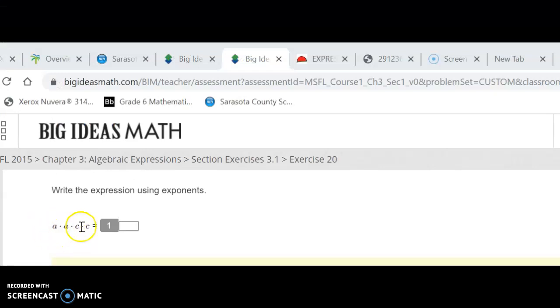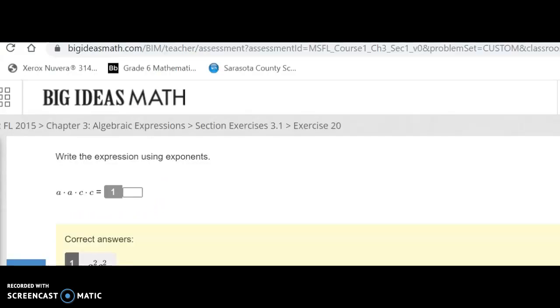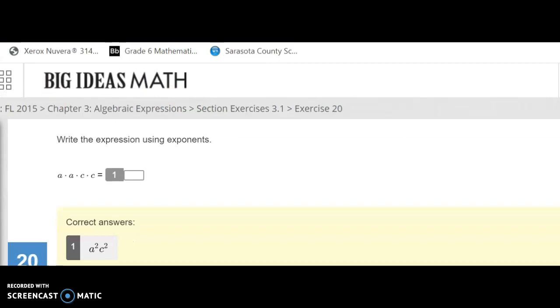There's 2 a's, so we're going to do a squared. And then we don't have to do the multiplication symbol again. We just write the letter c. And how many c's are there? 2. So we're going to write c squared. And I'll show you what that would look like. It looks just like that. Ta-da! And you are finished.